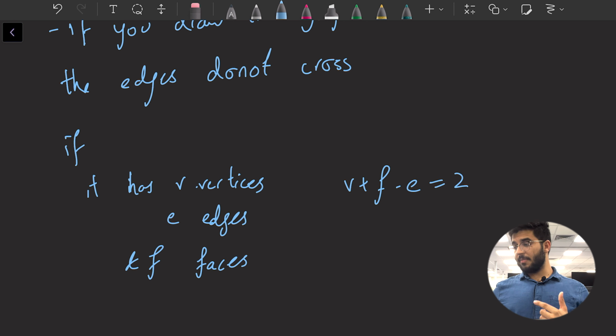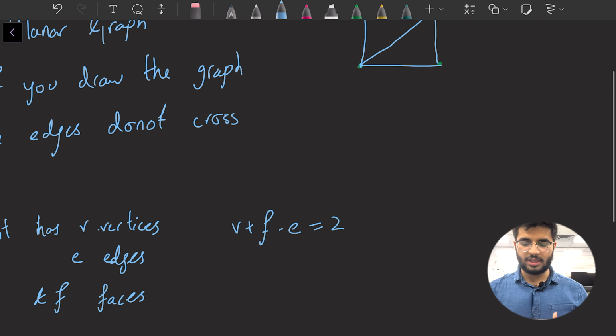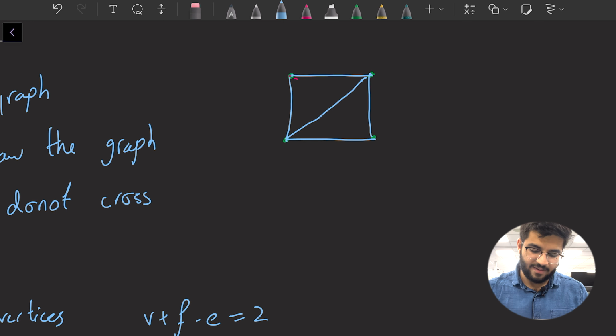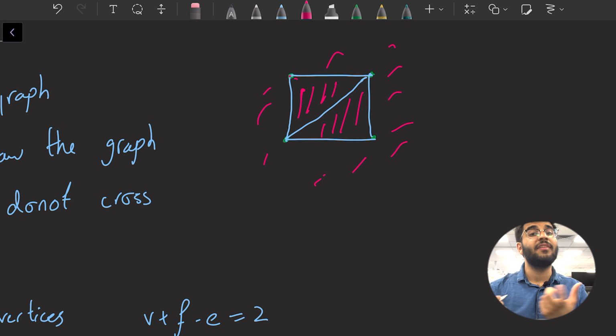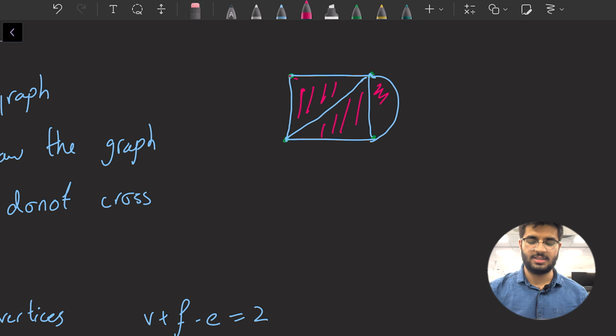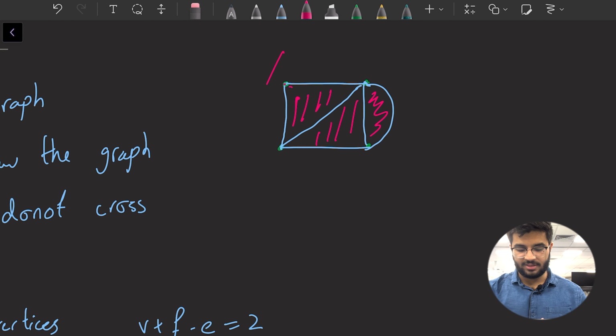Okay, so coming back to what a face is: all the areas that you can see on the graph. All right, so for this one, we have this area here, we have this area here, and then we have the area outside it. So we have 3 faces. Okay, if I add in another edge here, then that's another face because this is a new area, and then we have the outside area again. So that's 4 faces.